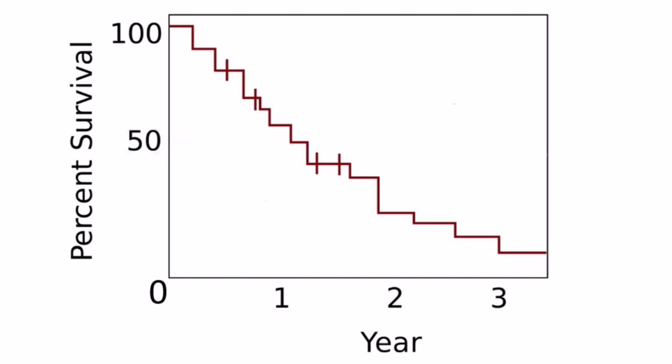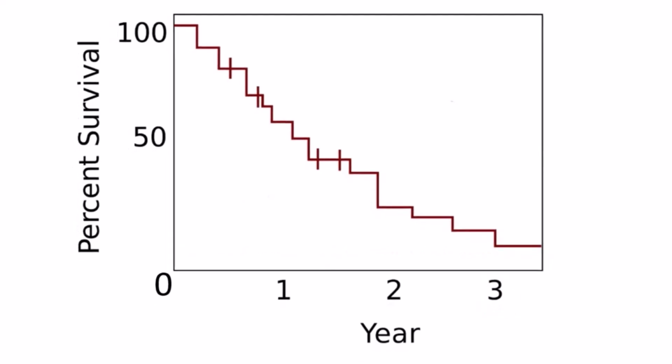We can also determine things like 1 year or 3 years survival. For 3-year survival, a vertical line is drawn up from 3 until it intersects with the survival curve. Then a horizontal line is drawn from the intersection point to the y-axis. It looks like 3-year survival might be a little under 10% of patients.